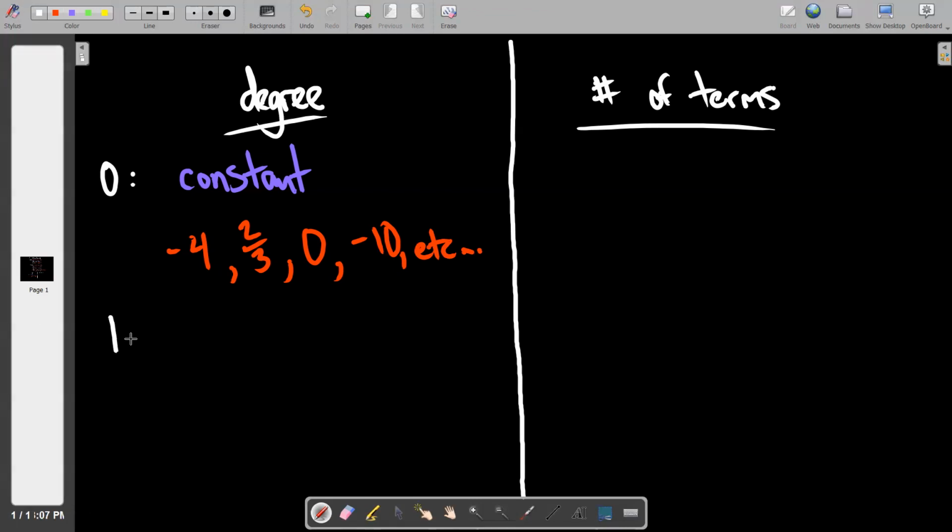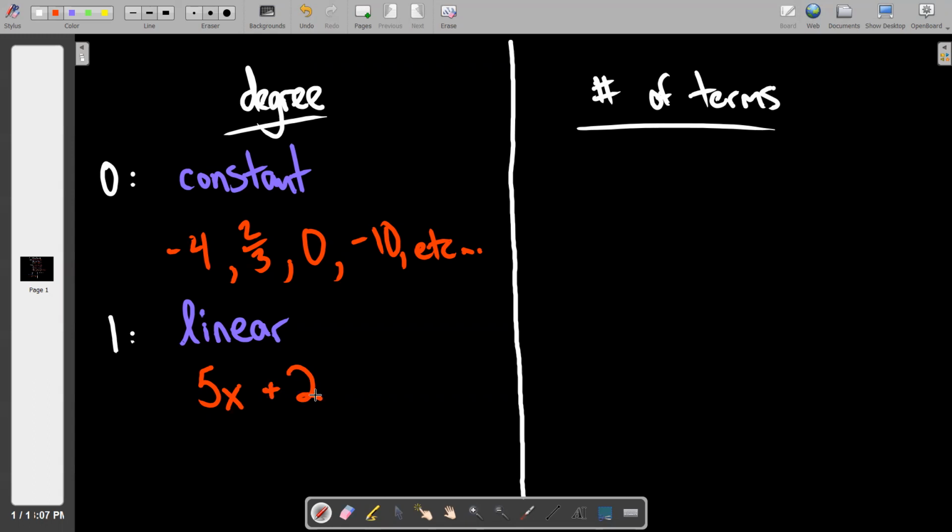If a polynomial has a degree of 1, anyone know what that one's called? These are called linear, because if you graph them, they make straight lines. So to be a linear, you have to have a degree of 1. And this is another one of those times in math where there's something there that you don't actually see. So an example of a linear polynomial would be something like 5x plus 2.